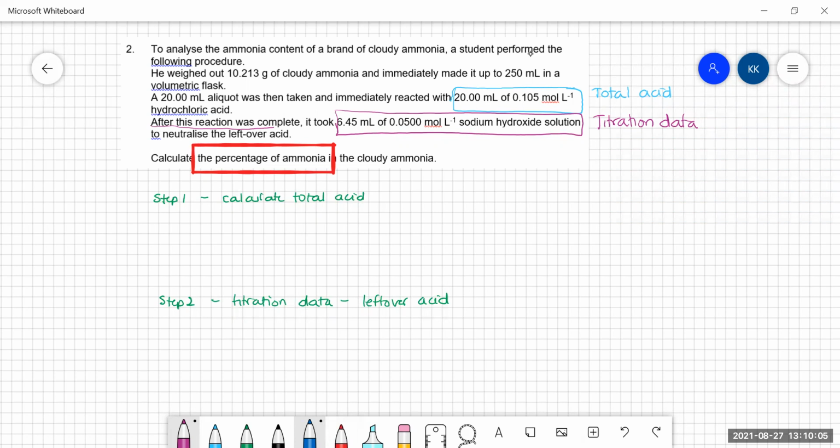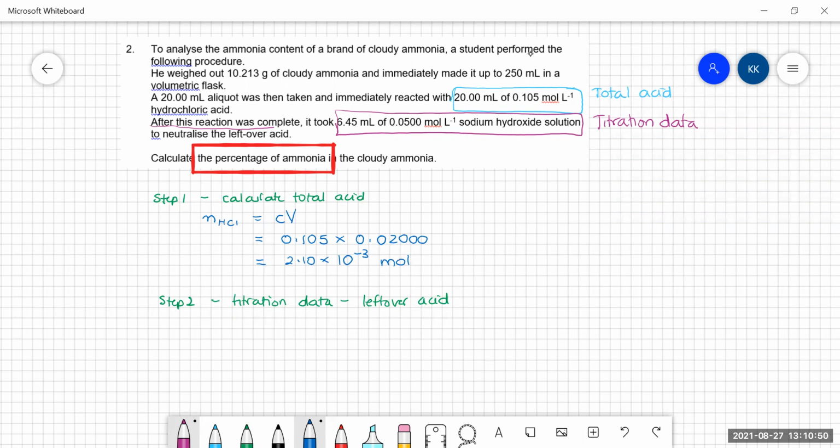So our total acid data, we marked it in the question. We're going to calculate the moles, and this is hydrochloric acid. And that is equal to concentration times volume. Our concentration here was 0.105. And our volume was 20 mL, which is 0.02000 litres. And if we run that through the calculator, we get 2.10 × 10^-3 moles. All right, step one is complete. We now know how many moles of acid in total was added to the cloudy ammonia.